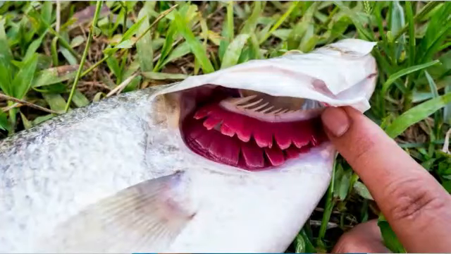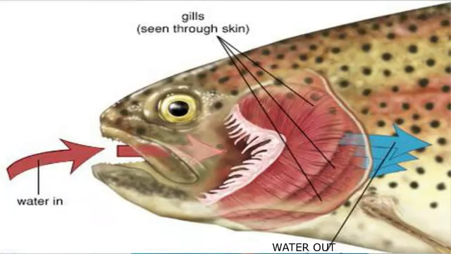Then the second type of organism is fish. Which organ helps fish breathe? Yes, we know that there are gills present on both sides of the fish, red in color. Those gills help for breathing. So fish breathe through gills.